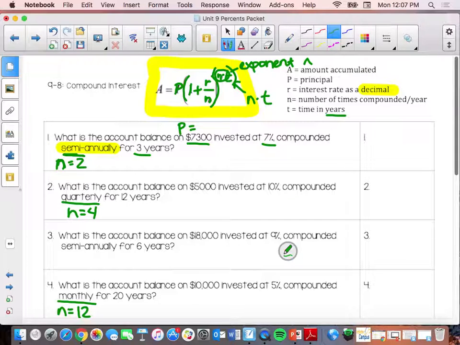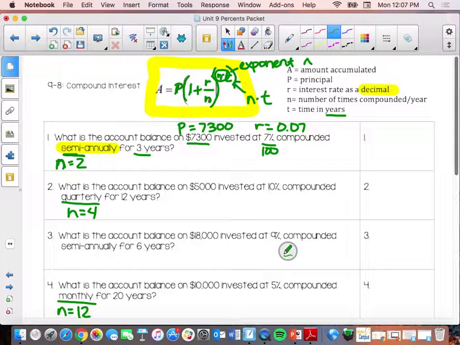P equals 7,300. And we've got R, the interest rate, but please don't write 7%. Remember, a percent is out of 100. So you have to divide by 100 to write it as a decimal. That would be 0.07. Not 0.7, because that would make it 70%.